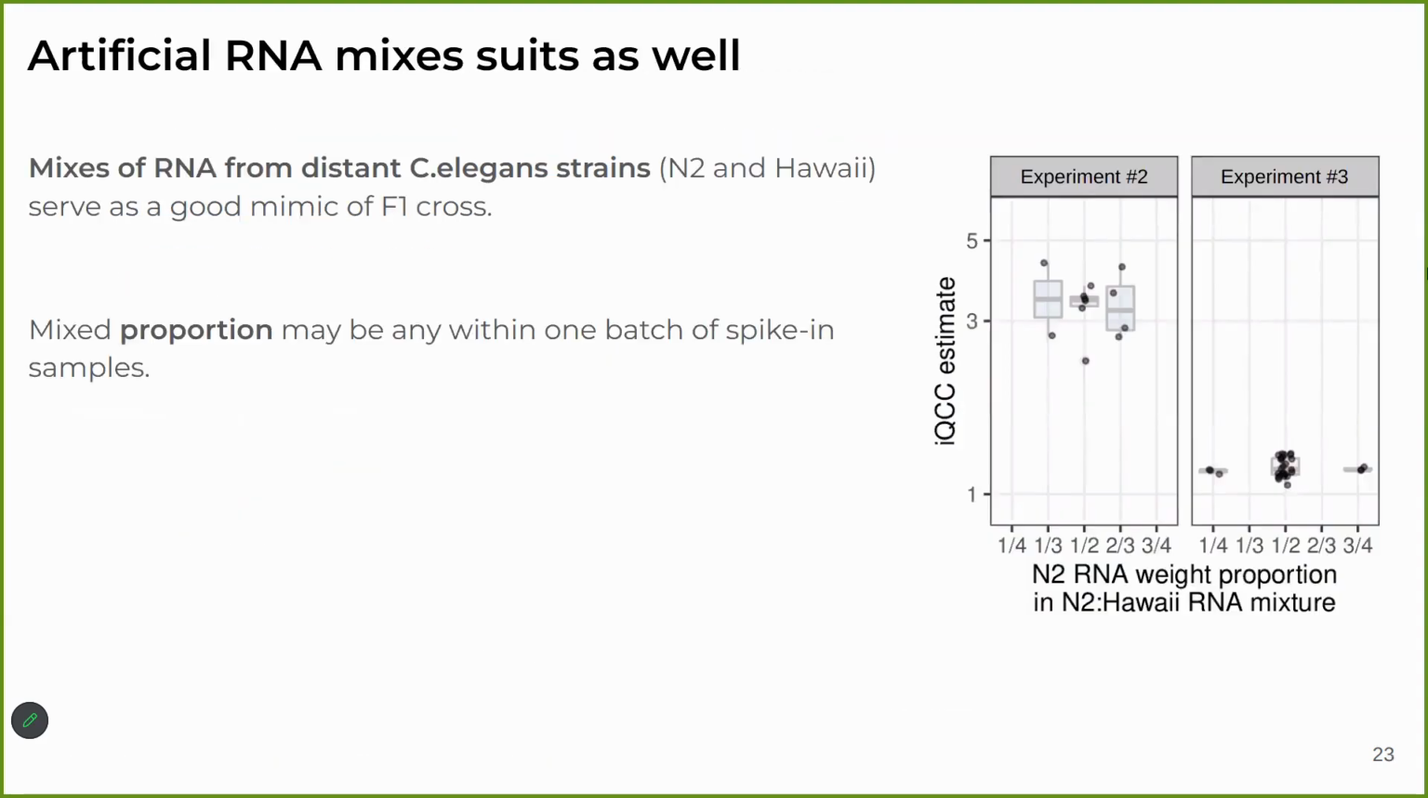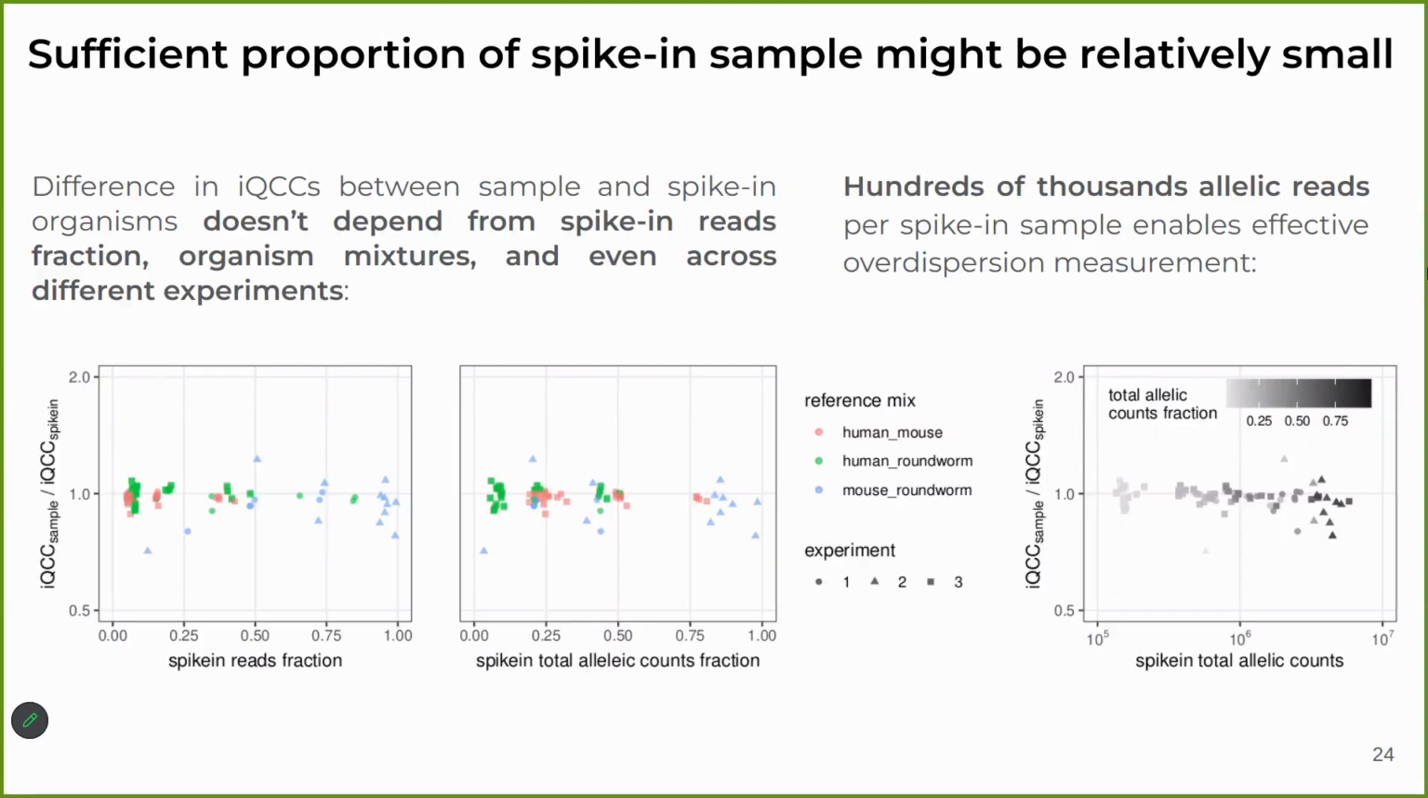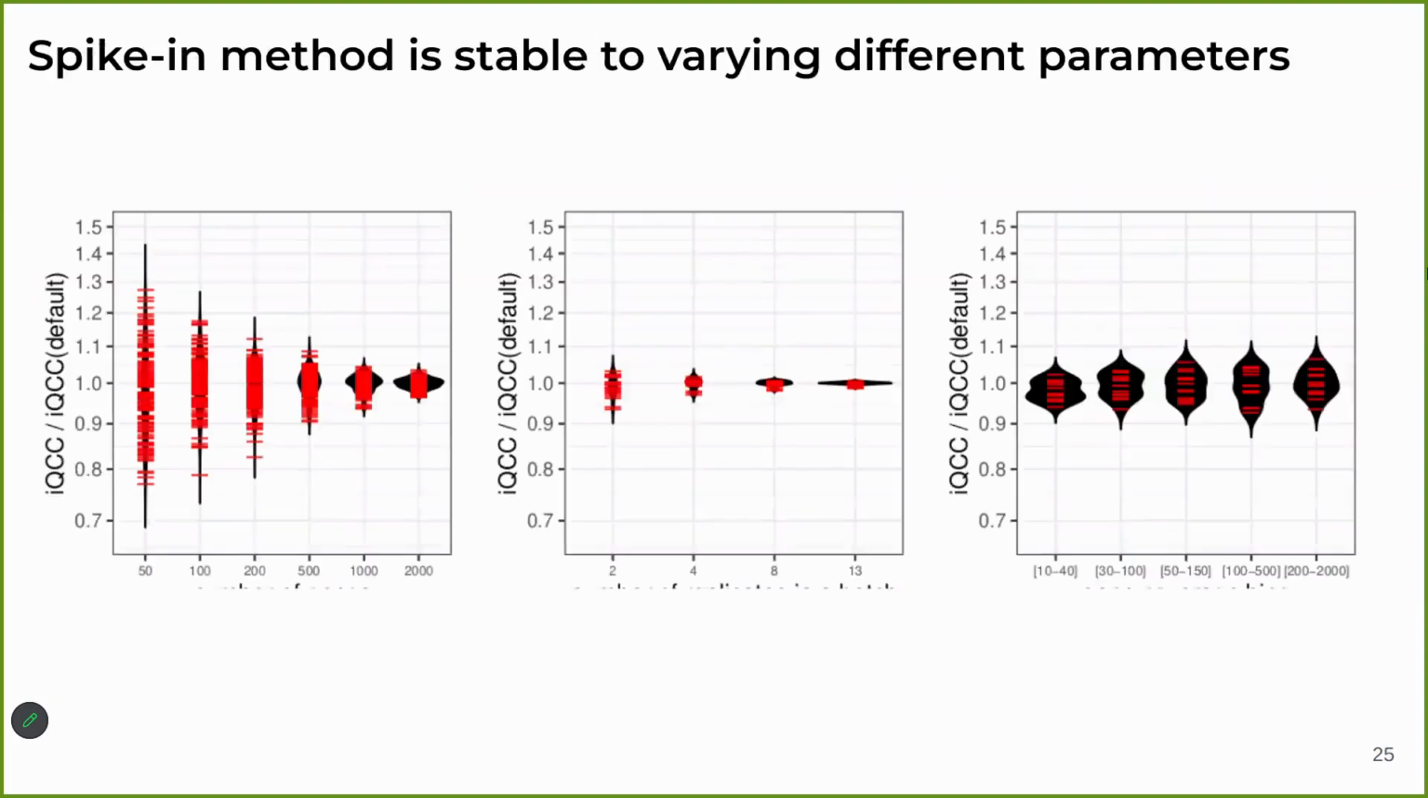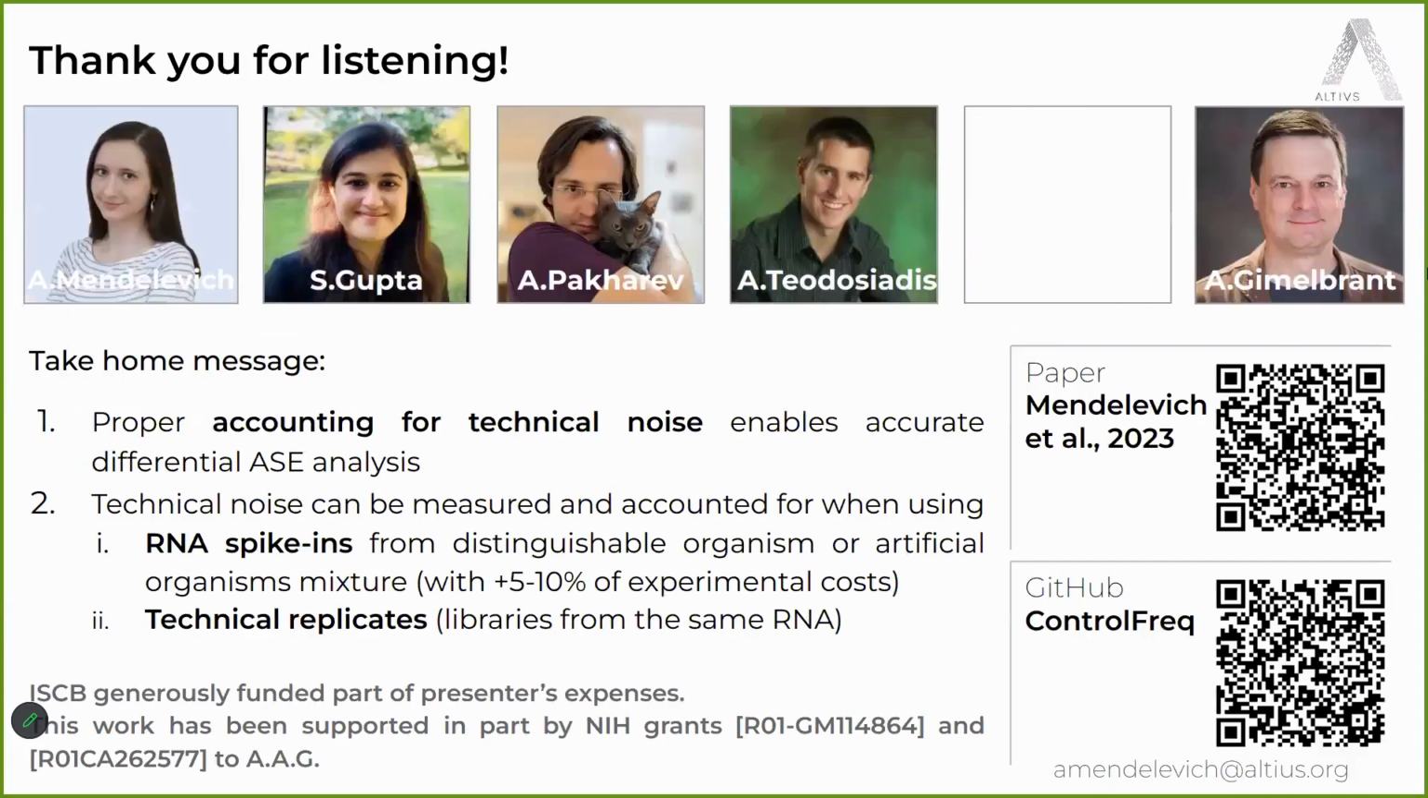Moreover, it is possible to simulate a diploid organism with a mix of 2 strains. We have also shown that it's not necessary to keep the proportion exactly 50-50. You do not need to add a lot of spiking RNA. You need hundreds of thousands of allelic reads for making an accurate IQCC estimate. That means that if the total library size is sufficient, then the spiking proportion may be relatively small. Finally, our methodology is very robust. It's enough to have only several hundreds of genes, and it doesn't depend on gene coverages, and it may operate with a small number of replicates.